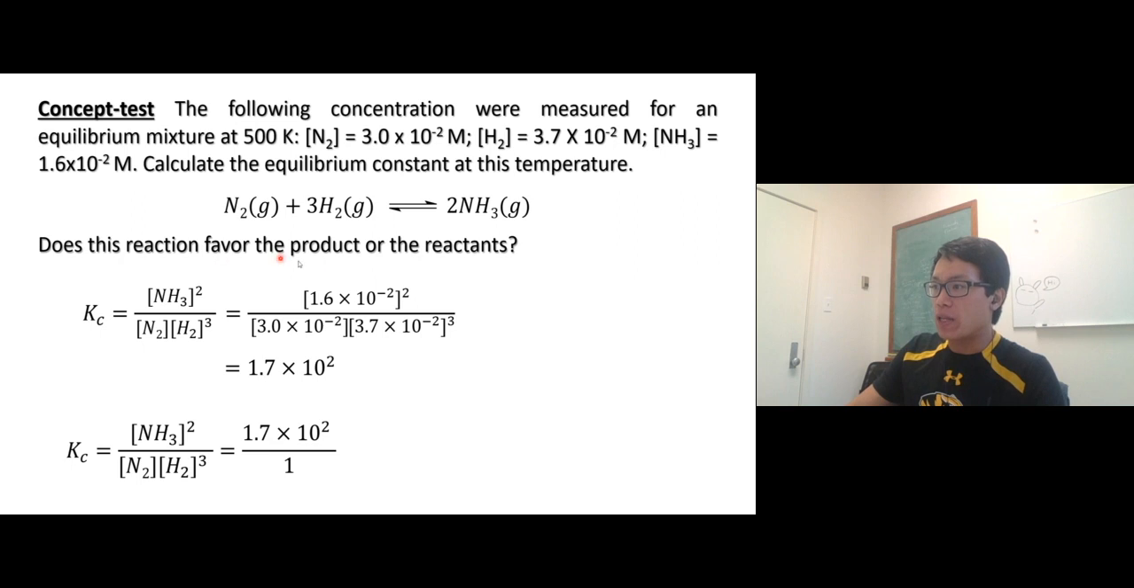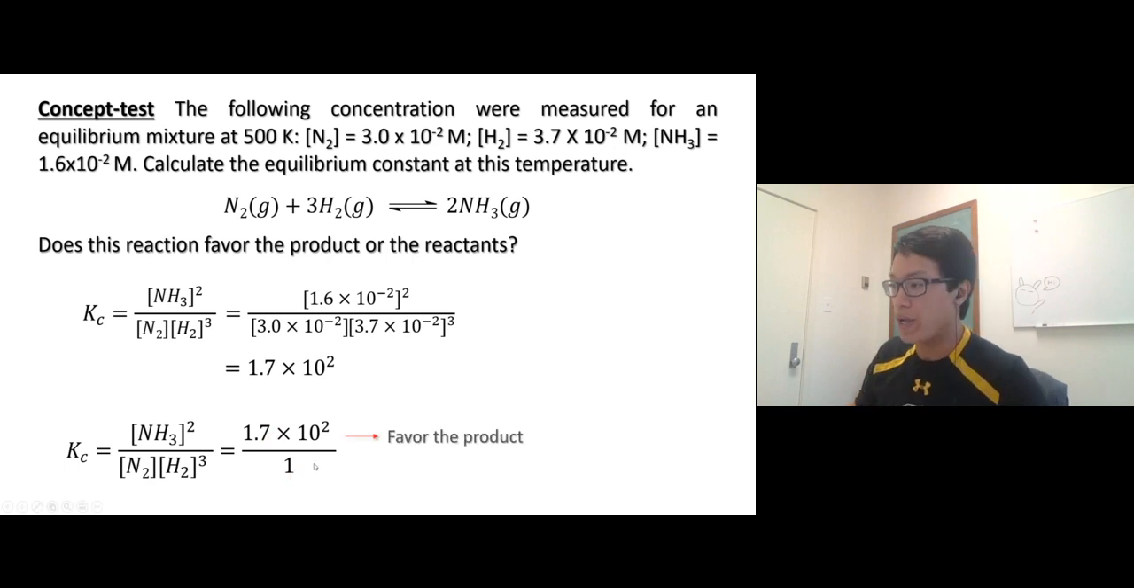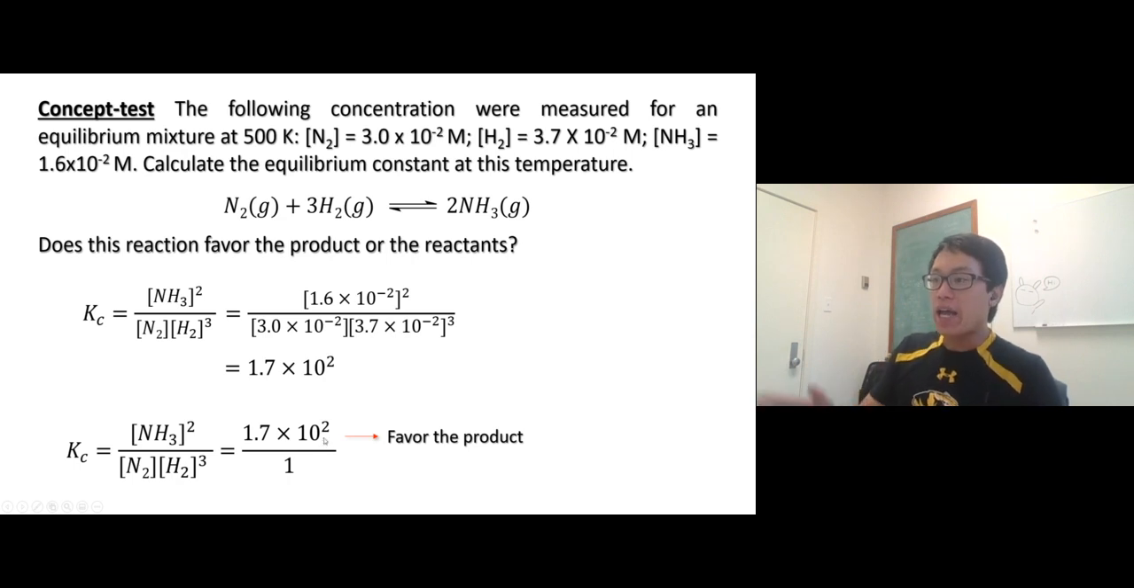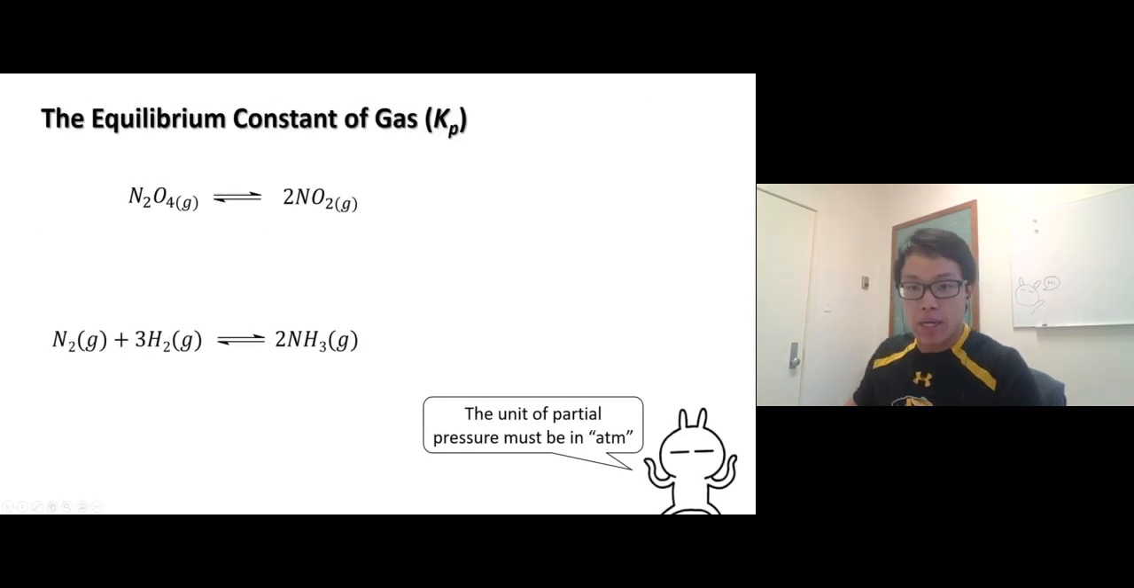Now, with 1.7 times 10 to the second, does it favor the product or the reactant? I can rewrite it as 1.7 times 10 to the second over 1. At equilibrium, this equilibrium favors the formation of ammonia over N2 and H2, about 170 times over 1. So it favors the product. All right, so Kc is for solutions, so concentration. We use Kp for gas. Let's take a look at that in the next video.